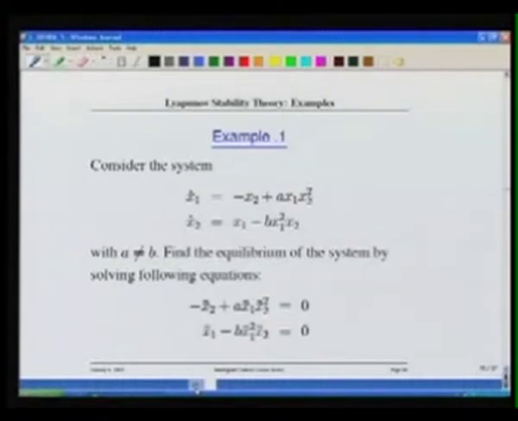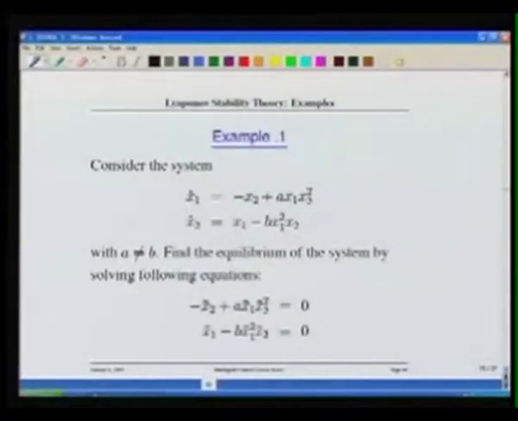In this example, we will show how, using Lyapunov's direct method, we can find out the domain of attraction. So, x 1 dot is minus x 2 plus a x 1 x 2 square, x 2 dot is x 1 minus b x 1 square x 2, where a is not equal to b. This is an important condition.